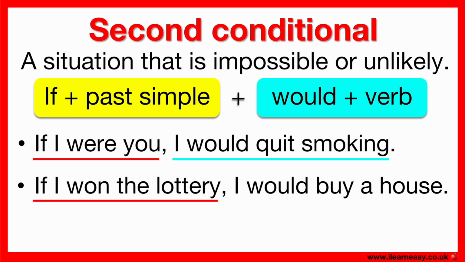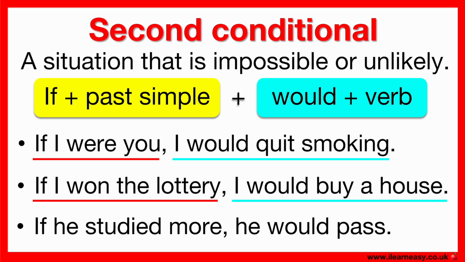The if clause comes first, followed by the main clause. The if clause follows the structure if, plus the past simple, and the main clause follows the structure would, and the verb in its base form. If he studied more, he would pass. Again, this situation is impossible because it's not possible for him to rewind time, to go back into the past and to study more. So it's just hypothetical.